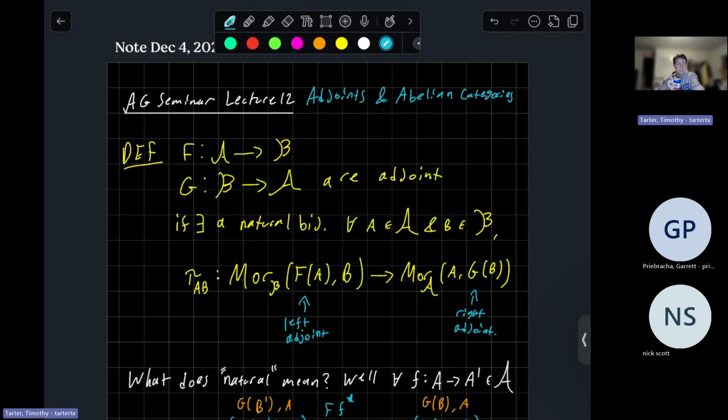Dr. Scott, did they teach co-kernels in your linear algebra course in undergrad or grad school? No, kernels, but not co-kernels.